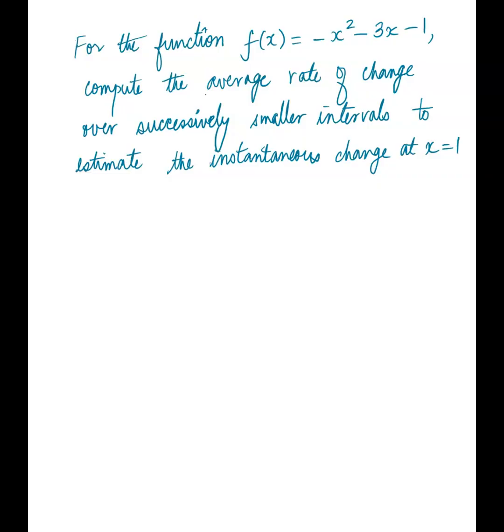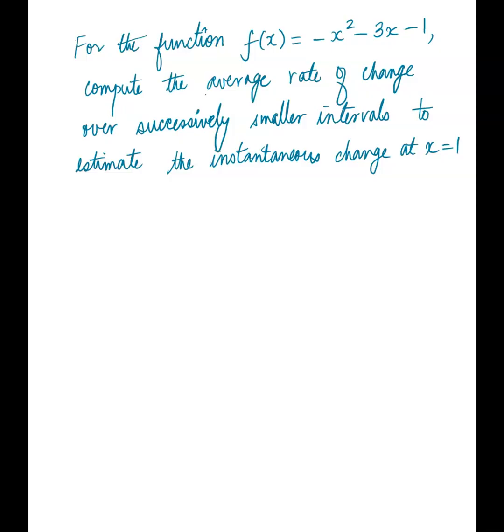For the function f of x equals -x squared minus 3x minus 1, compute the average rate of change over successively smaller intervals to estimate the instantaneous rate of change at x equals 1. Now look at the question. It sounds tricky because it says average rate of change, but then it has this extra language that says successively smaller intervals and the instantaneous rate of change at x equals 1. So what is it that they're really asking us?